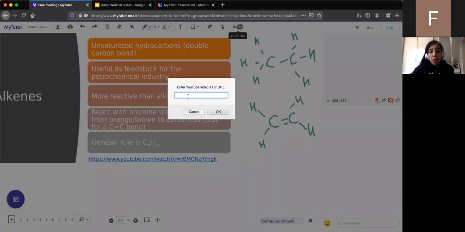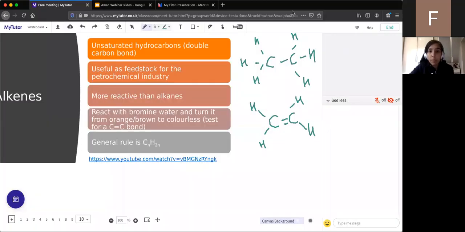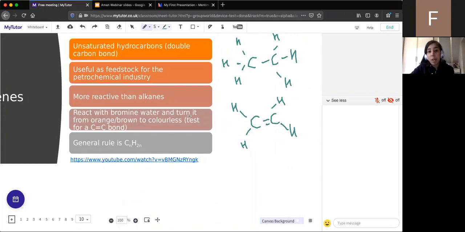Okay, while I'm trying to sort this out, does anyone know what the general rule for an alkane is and what the general rule for an alkene is? The general rule for alkene is on the screen, but someone asked me before about the general rule of an alkane. So if someone could type and tell me what that is while I try and get this YouTube video to work. Good, so the general rule for an alkane is CnH2n+2. Whereas an alkene is CnH2n, and it's because of that double covalent bond. So you double the number of hydrogens in an alkene, whereas in an alkane, it's double plus 2.